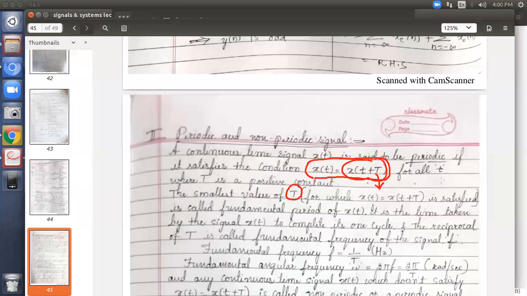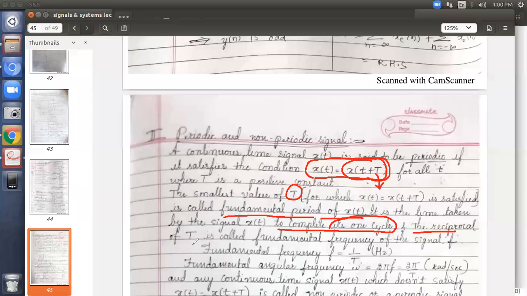Capital T, the value, we call it the fundamental period of the signal x of t. It is the time taken by the signal x of t to complete one cycle. एक इंस्टेंस कंप्लीट करने के लिए जितना टाइम लगता है उसको टाइम पीरियड बोलेंगे. एंड ऐसे कितने साइकिल्स एक सेकेंड में आएंगे, दैट वी कॉल इट फ्रीक्वेंसी. दैट्स व्हाट आई हैव रिटन हियर.